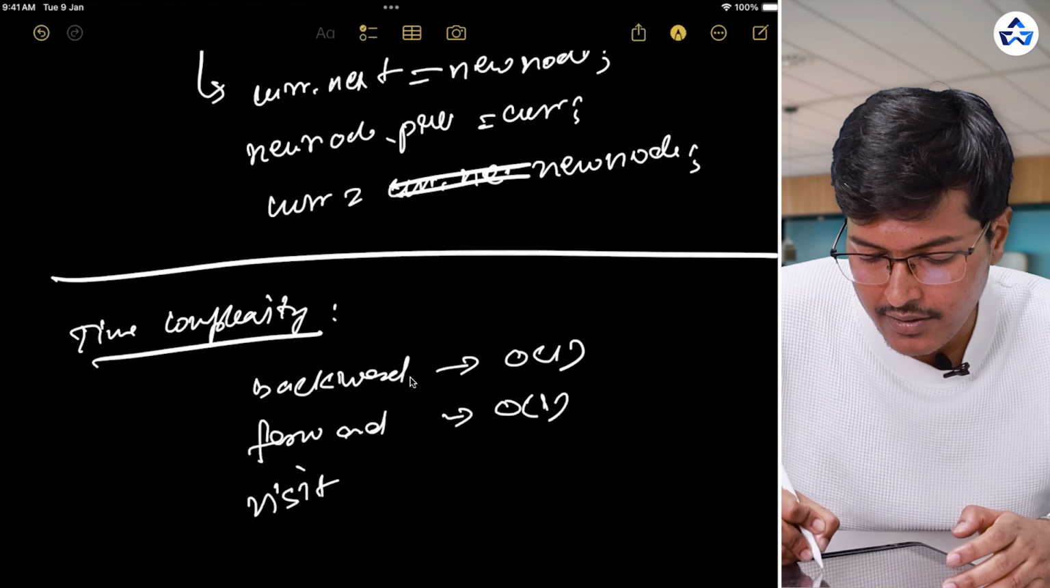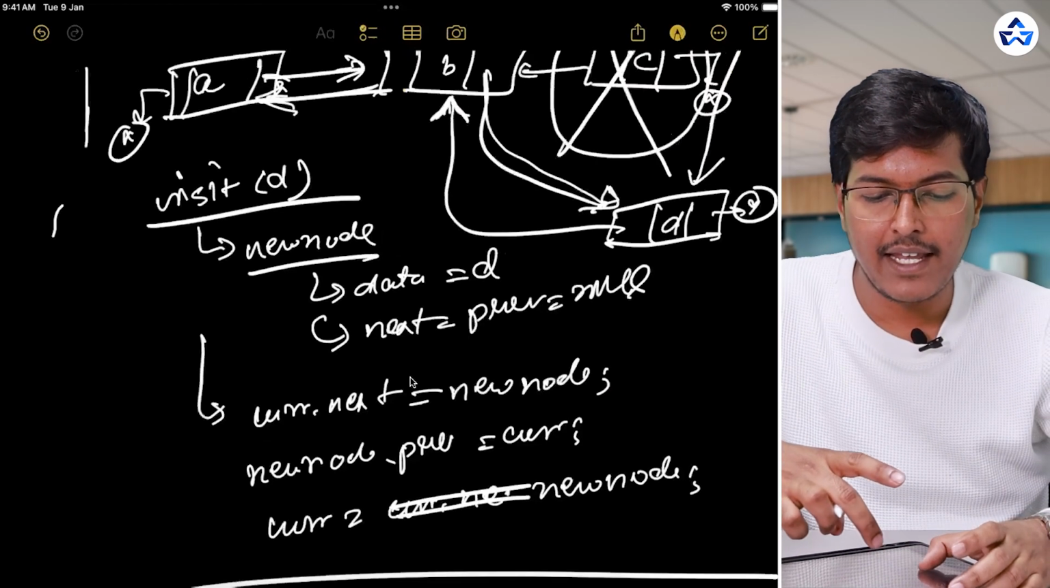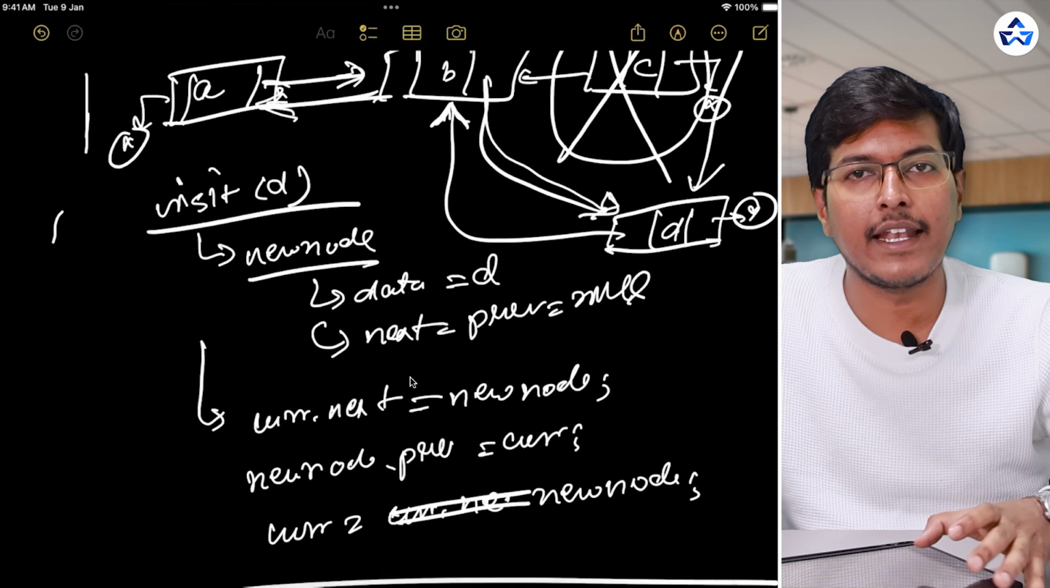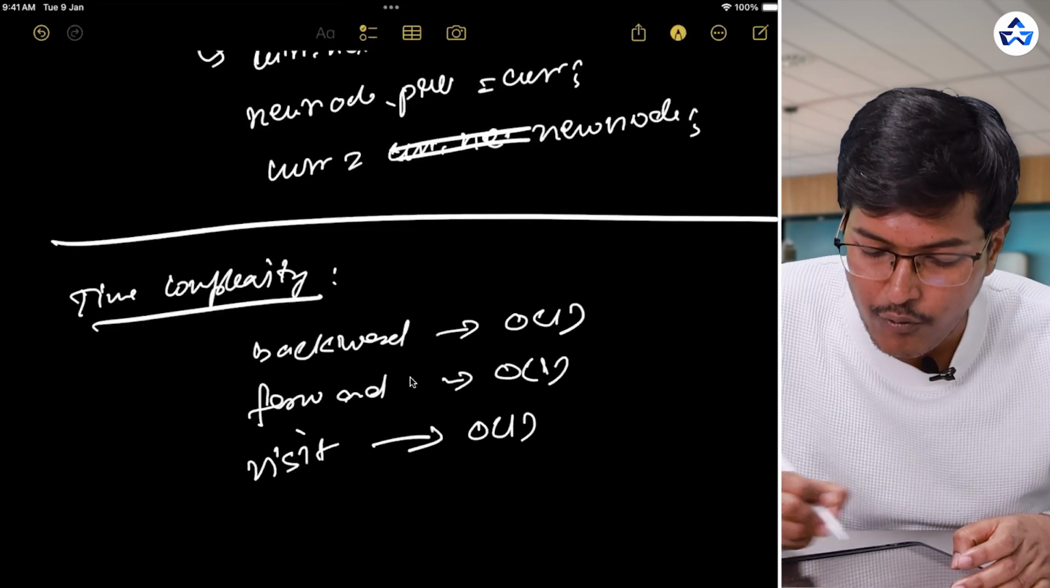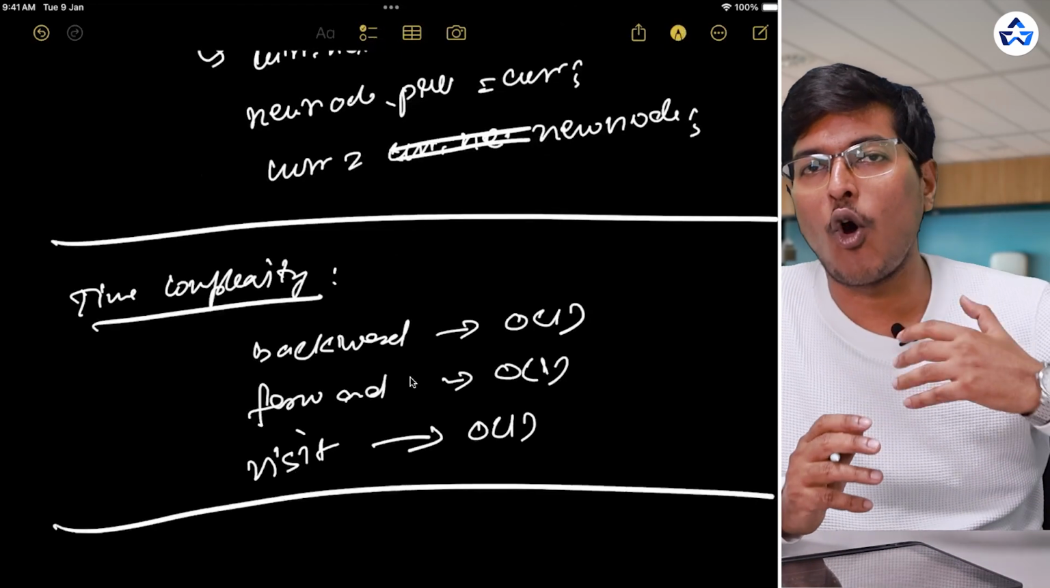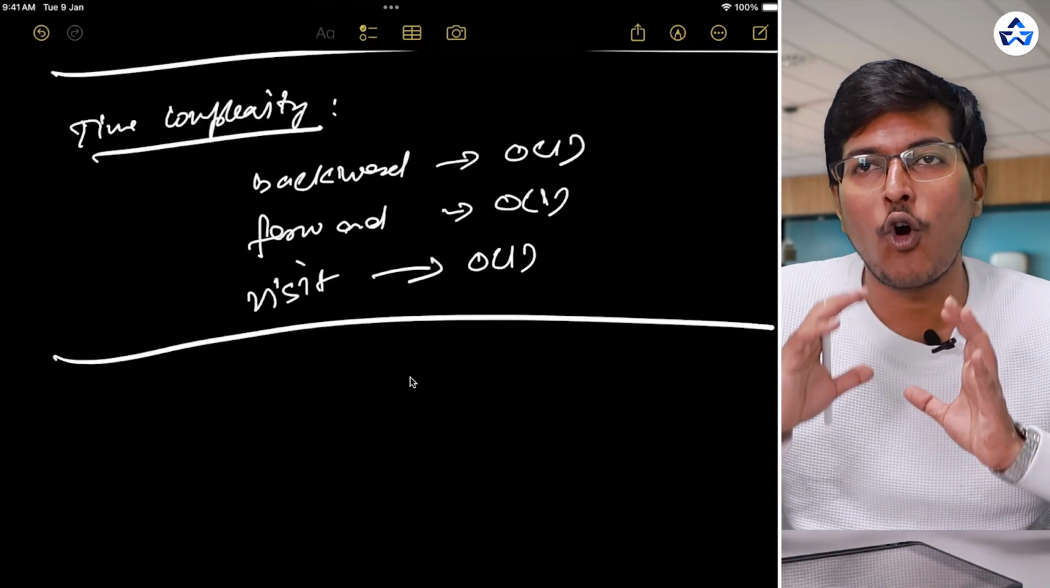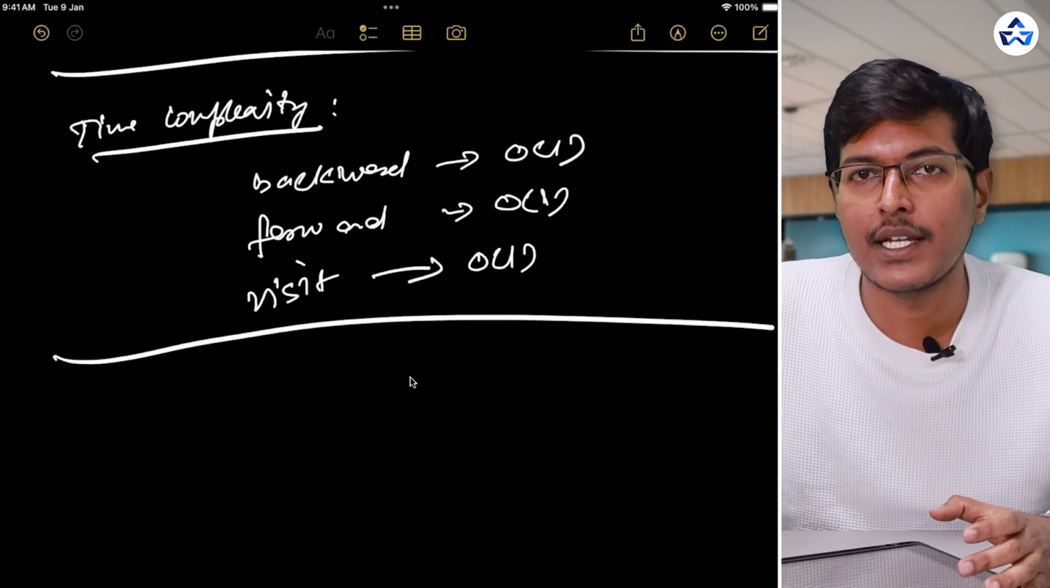For visit again, you are not really looping or deleting anything. So it will again be just order of 1, which is a much more optimized version of the previous approach. So this is the right optimized approach for this problem statement.